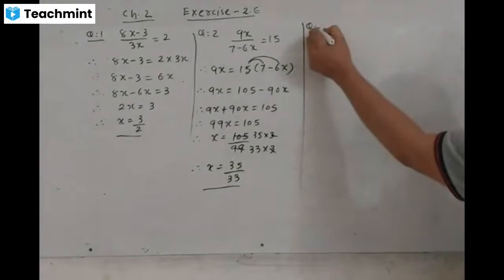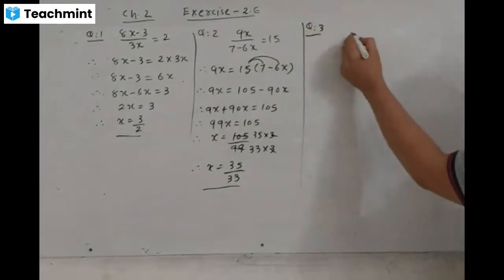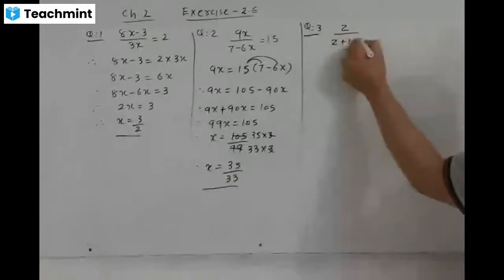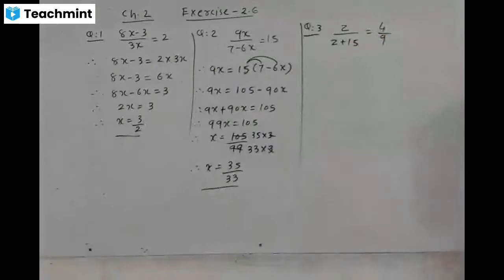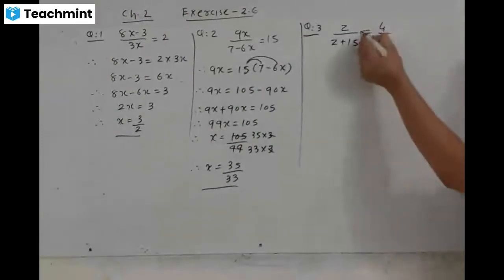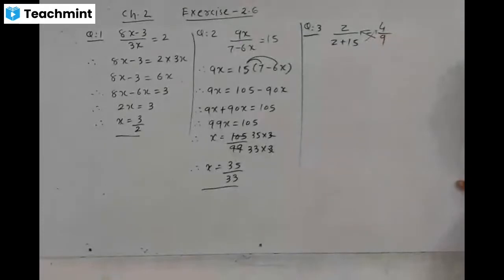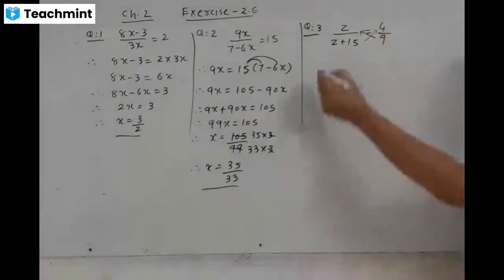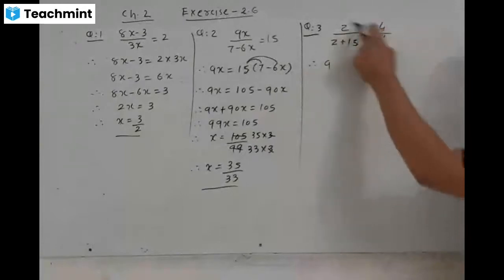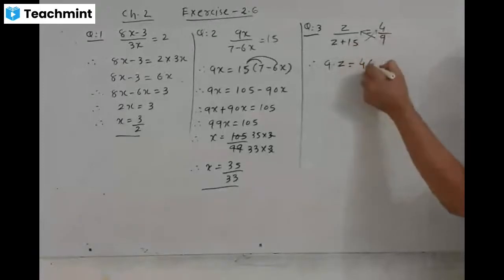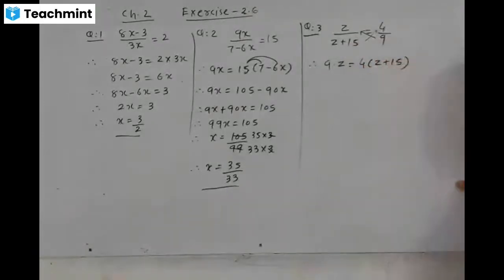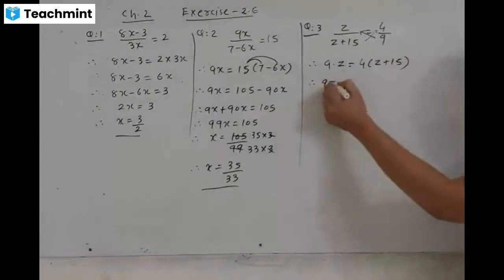Next question, number 3. z divided by (z plus 15) is equal to 4 divided by 9. Okay. So how to solve? Here we start cross multiplication. 9 and z multiply with this, and z plus 15 multiply with 4. Therefore 9 multiply with z, that is 9z, and 4 multiply with (z plus 15). Okay, so 9 multiply with z, that is 9z.